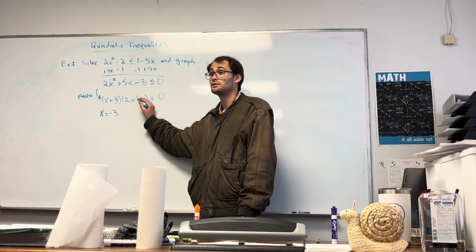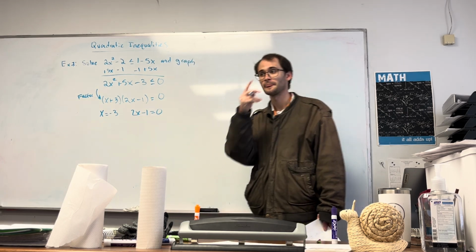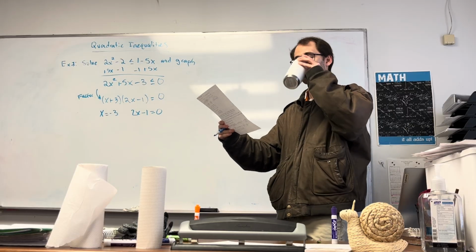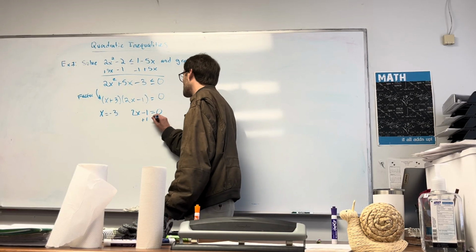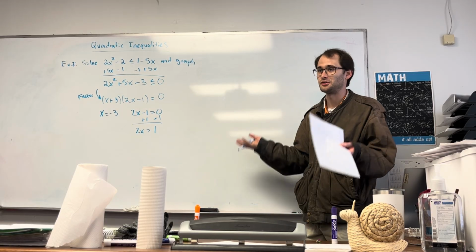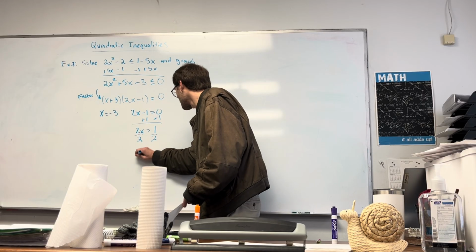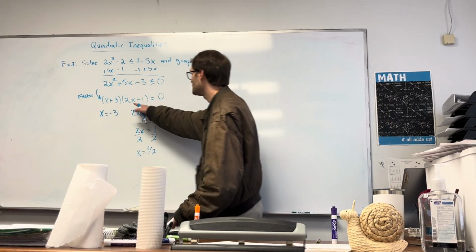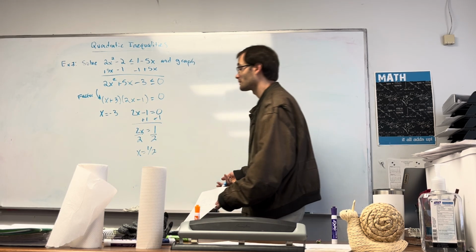This one, just write it out. It's a little harder to do in your head. You just do 2x minus 1 equals 0 and solve that equation. You add 1 on both sides. How do I get rid of the 2? Divide that sucker up. So x equals 1/2. 2 times 1/2 is 1. 1 minus 1 is 0. So I got my critical values.